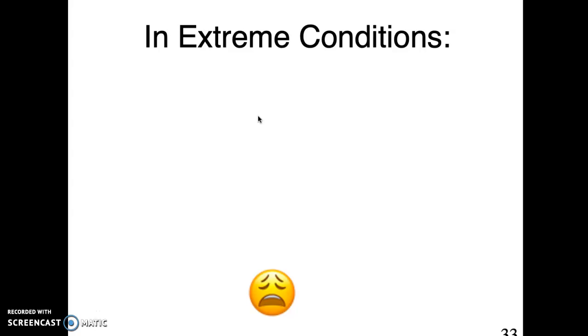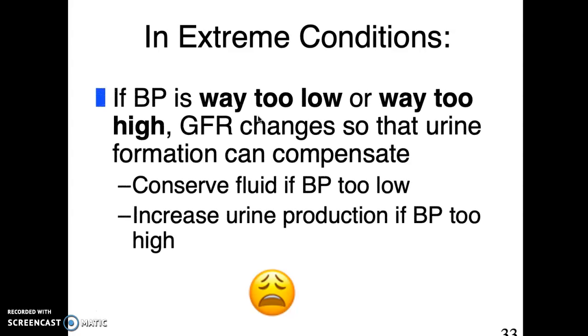Now there are some extreme conditions, right? If blood pressure is way too low or way too high, the GFR changes so that you can compensate. If your blood pressure is really, really low, then you're going to want to conserve as much fluid and not urinate it out, because if not, your blood pressure is going to drop even lower. So it's a compensatory mechanism. And if your blood pressure is way too high, then it would make sense to make more urine and try to bring that volume down a little bit. But it's only in extreme conditions.